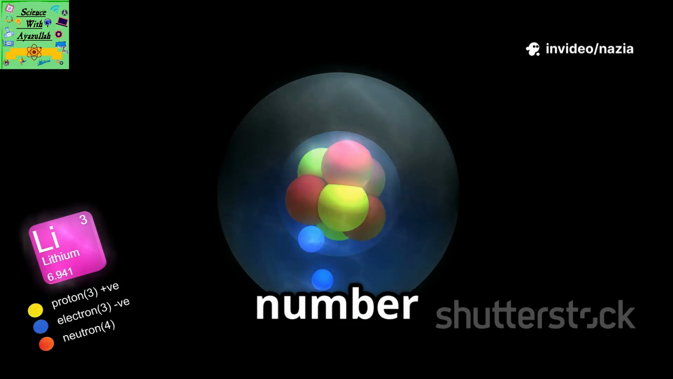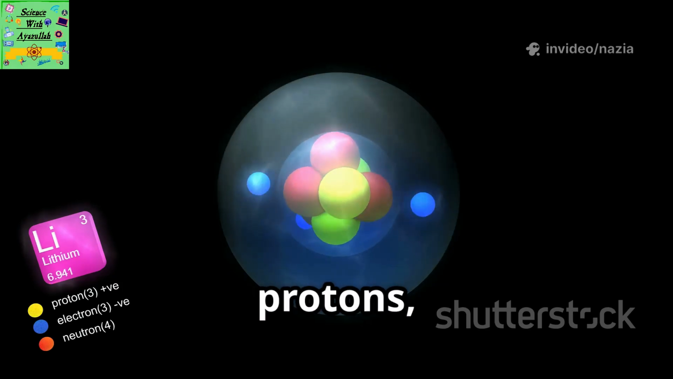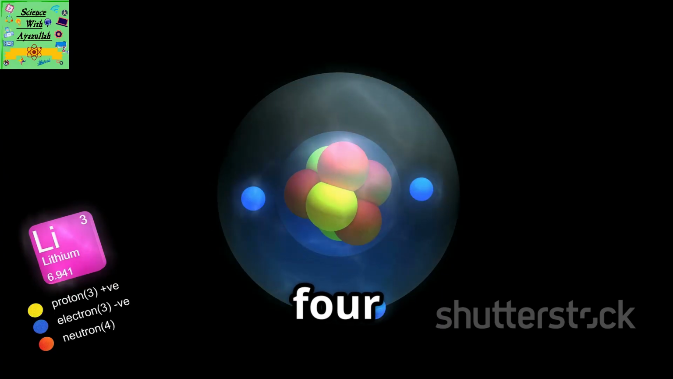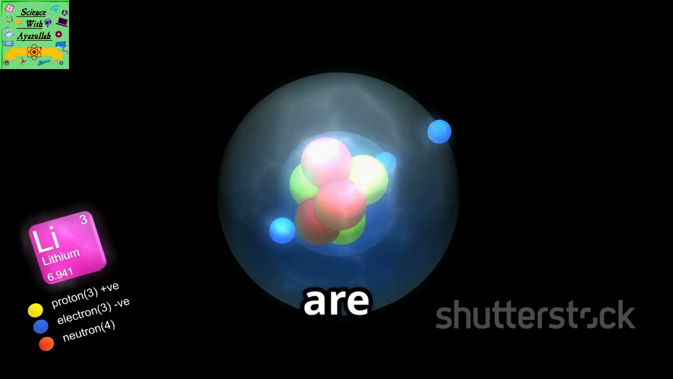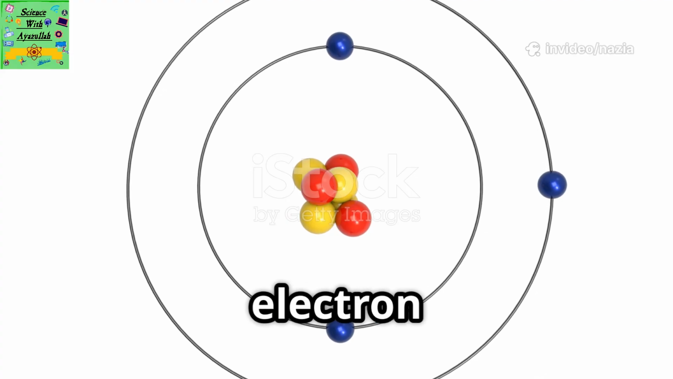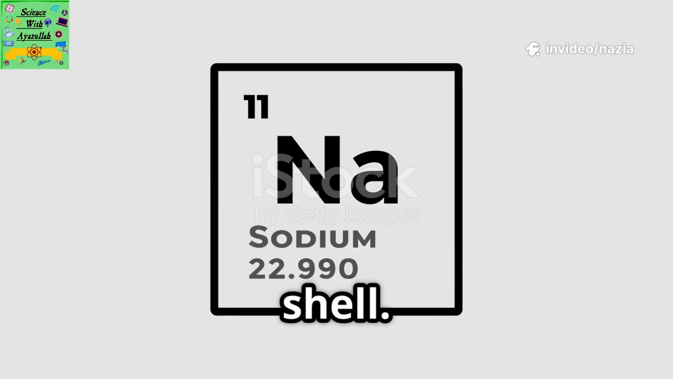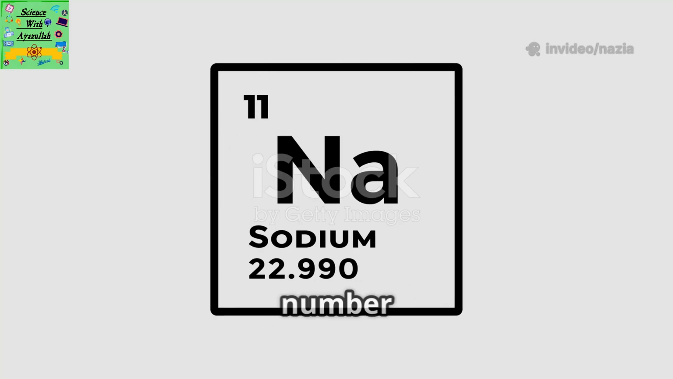Lithium has an atomic number of 3 and a mass number of 7. This atom contains 3 protons, 3 electrons, and 4 neutrons. The electrons are arranged as 2,1. This means there are 2 electrons in the lowest electron shell, which is full, and 1 electron in the second electron shell. Sodium has an atomic number of 11 and a mass number of 23.